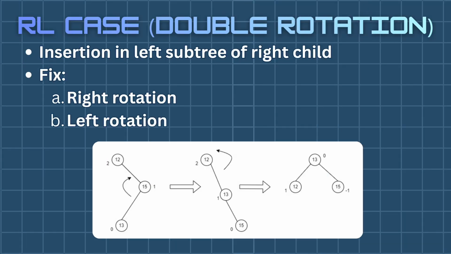The right-left case is the opposite of the left-right case. It happens when a node is right-heavy, and the insertion occurs in the left subtree of the right child. This also forms a zigzag shape. We fix it by first rotating the right child to the right, and then rotating the root to the left.